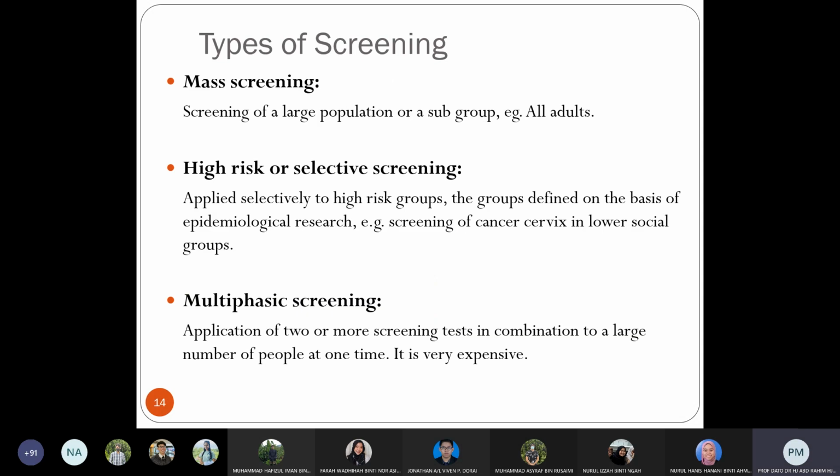So we have mass screening, high risk or selective screening, and multiphasic screening. Multiphasic is the application of two or more screening tests in combination to a large number of people at one time. So this is quite expensive. Mass screening is what we are always quite familiar with. And high risk is for a certain high risk group, maybe the elderly, doing certain tests like prostate screening and so on. So it is targeted to a certain group.